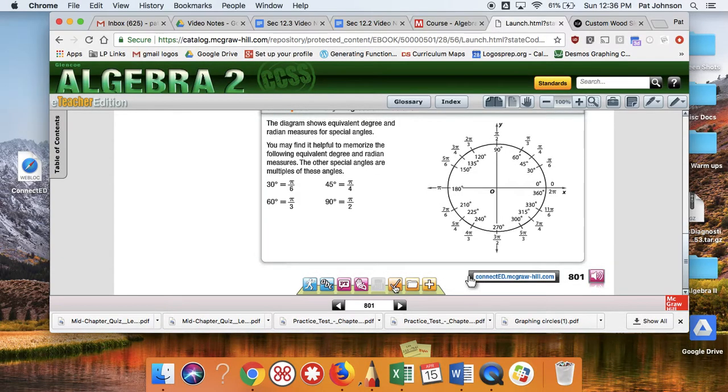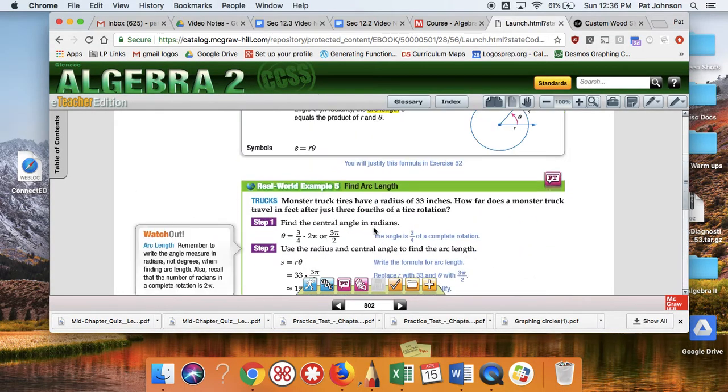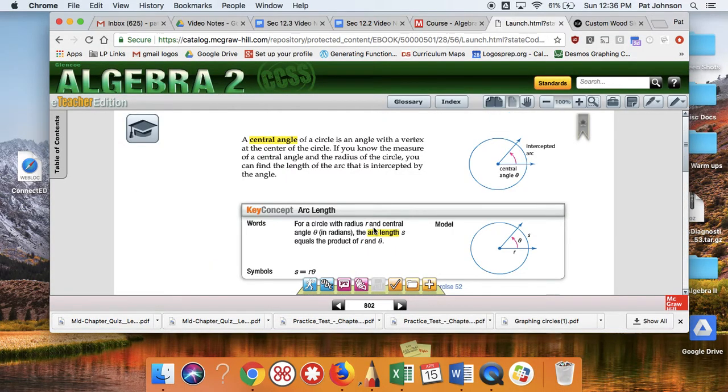All right, we have one more example to cover, and one more concept. This is another vocabulary term, central angle. A central angle of a circle is an angle with a vertex at the center of the circle. If you know the measure of the central angle and the radius of the circle, you can find the length of the arc that is intercepted by the angle.